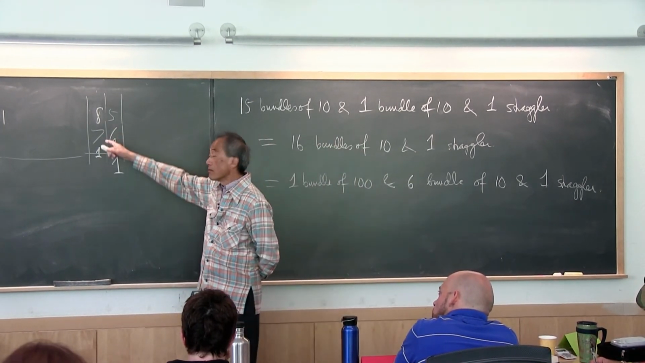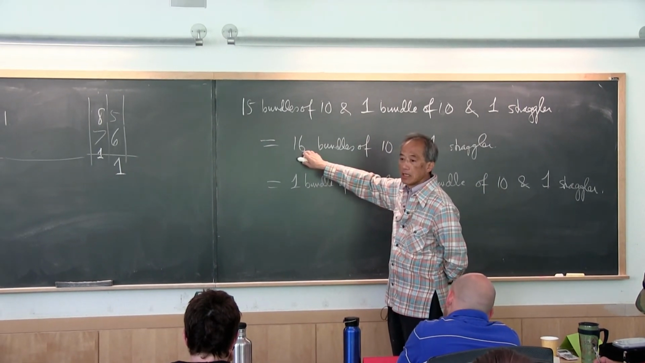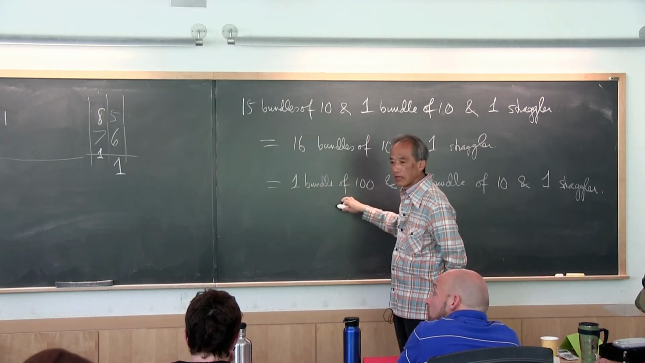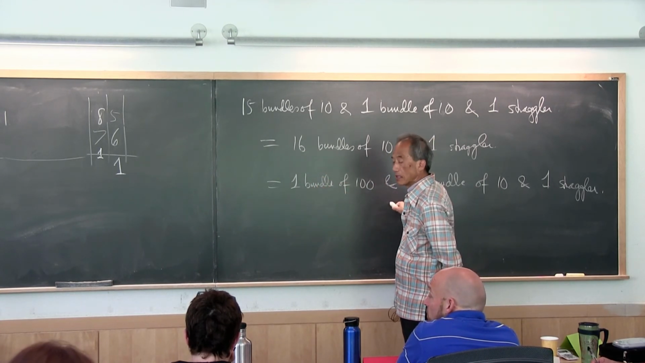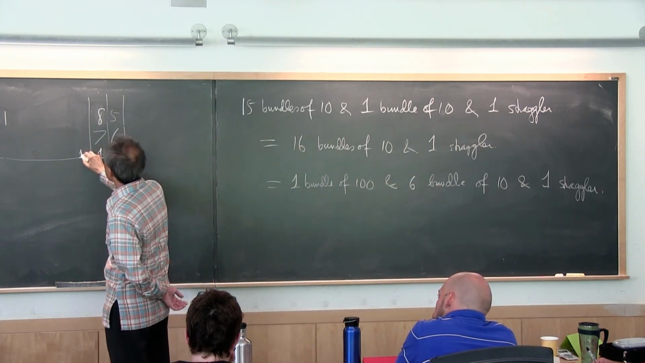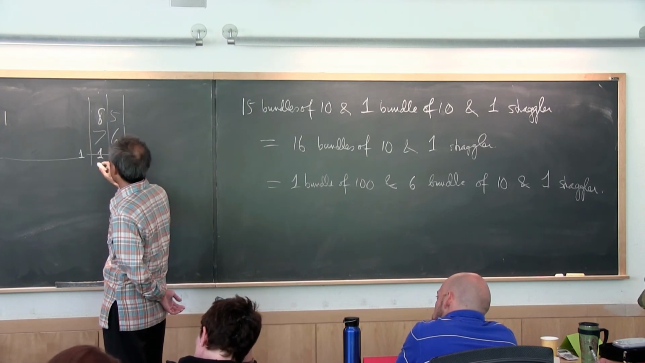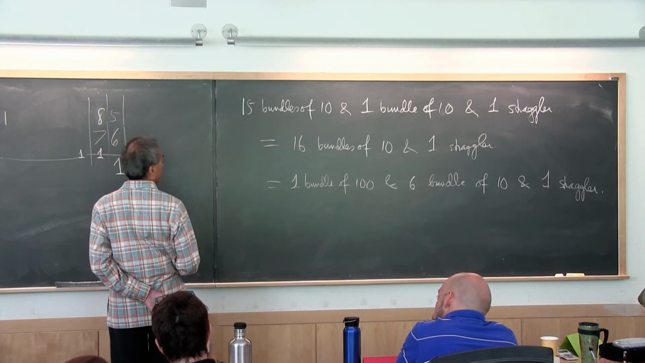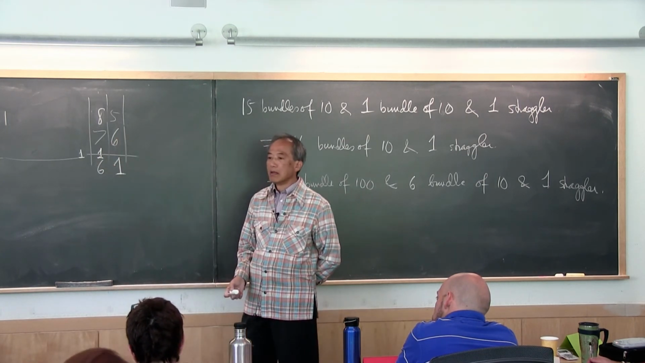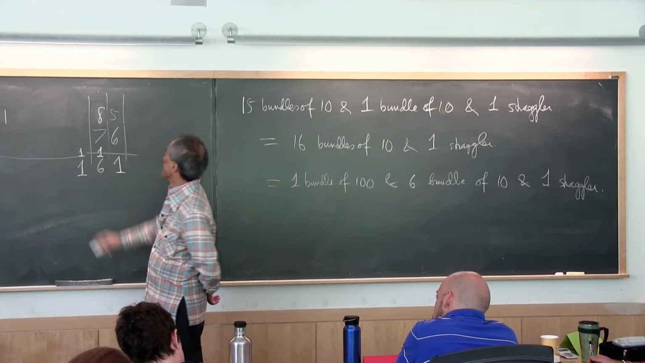Then here's 8 plus 7 plus 1, which is the 16. So 16. But the 16 bundles is 1 bundle of 100 plus 6 bundles of 10. So that's 1 bundle of 100. That's the 100s place. What did I say? 6? Yeah, 6. Then, of course, that's 106.